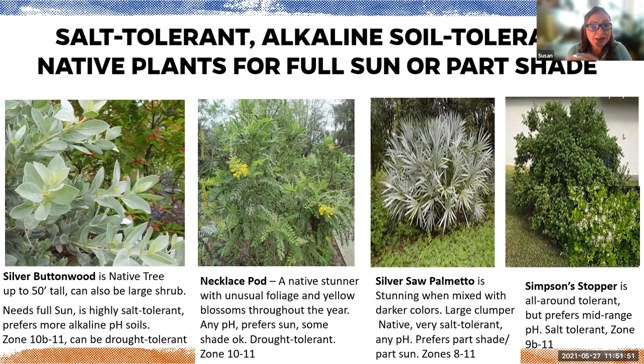Silver buttonwood is a native that can be up to a 50-foot tall tree, but also can be kept as a large shrub. Needs full sun, extremely salt tolerant. You see buttonwood growing amongst mangroves. They're that salt tolerant. Necklace pod is another highly salt tolerant. Any pH is fine. It has really interesting foliage. All of these are native, and it has those yellow tubular flowers that are really good for hummingbirds and butterflies. Some shade is okay for that one as well.